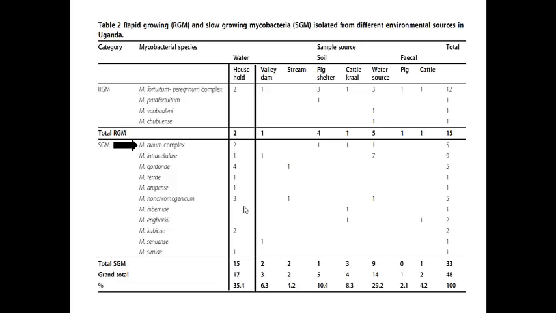And potentially pathogenic mycobacteria, for example those that belong to Mycobacterium avium complex, were recovered. And of course Mycobacterium simiae, this has been documented to cause a lot of disseminated infections in HIV patients.